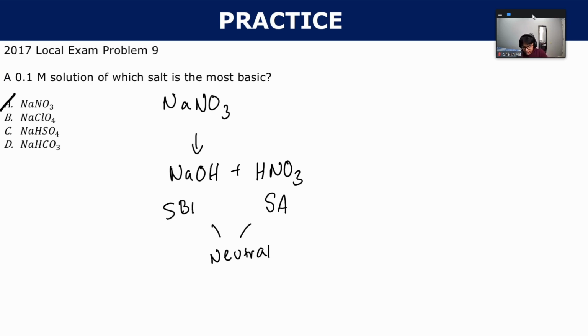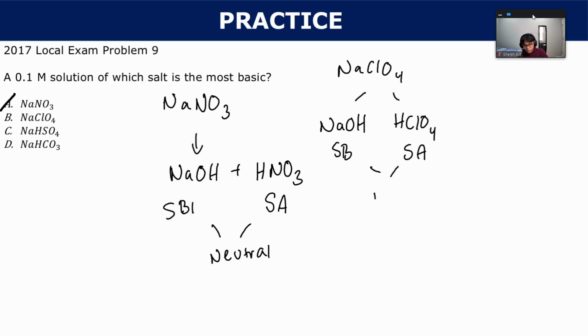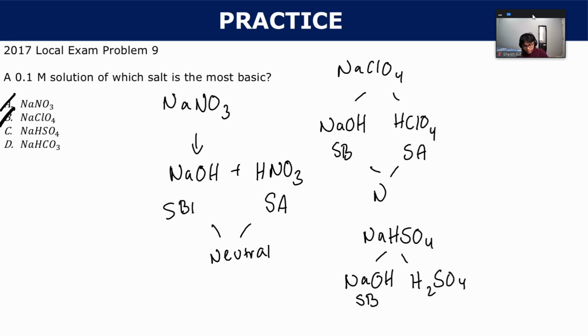Let's take a look at NaClO4. It's going to be NaOH and HClO4. Again, strong base and strong acid, and that's going to be neutral. So it cannot be B. NaHSO4, again NaOH and then H2SO4. So strong base and strong acid, neutral. So by default, the answer has to be D, but let's take a look at proving it.